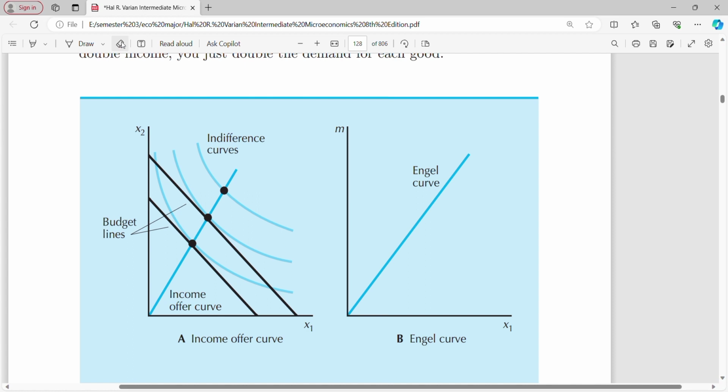That means x is preferred to y, so 2x is preferred to 2y. Doubling the bundle doubles the preference, and then the demand is also doubled, because things happen in the same ratio. So the Engel curve is a straight line. If you double income, you just double the demand for each good.